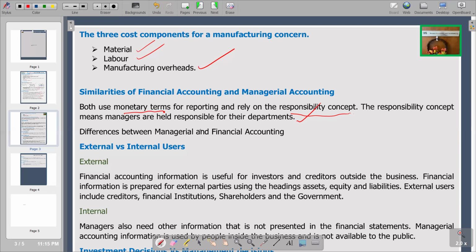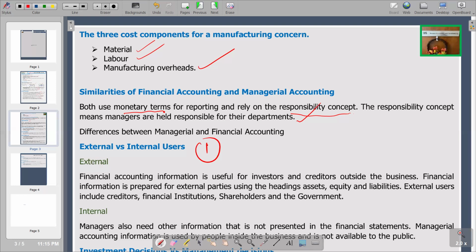So according to the differences that we have, the differences are classified. The first difference, number one, is on external versus internal users. Obviously, the information of financial accounting is used externally. External stakeholders are the ones that are interested in the information of financial accounting, whereas managerial is internal. The managers are the key players that are concerned about information of costing. So basically, that's what we have.